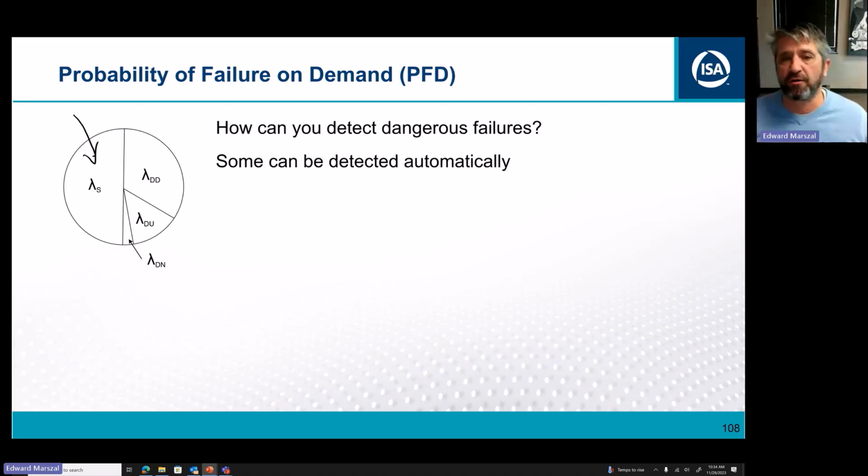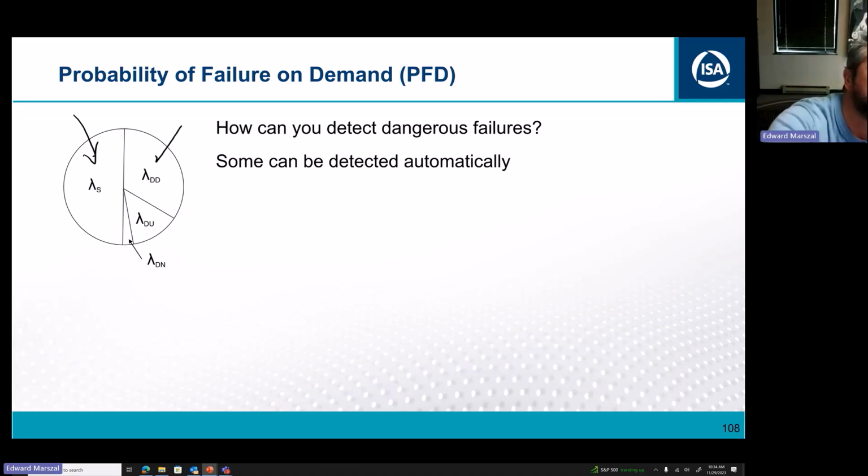A dangerous failure, or a failure on demand, is something that if I challenge the safety function, it's not going to work. A good example of a dangerous failure mode is a valve that's been stuck in place by corrosion. So when I demand that the valve go closed, it's not going to go closed because it's corroded in place and it's not going to move. So those are dangerous failures. But we take the dangerous failures and we're going to break them up into different chunks. And then those different chunks are going to go into the different components of the equation.